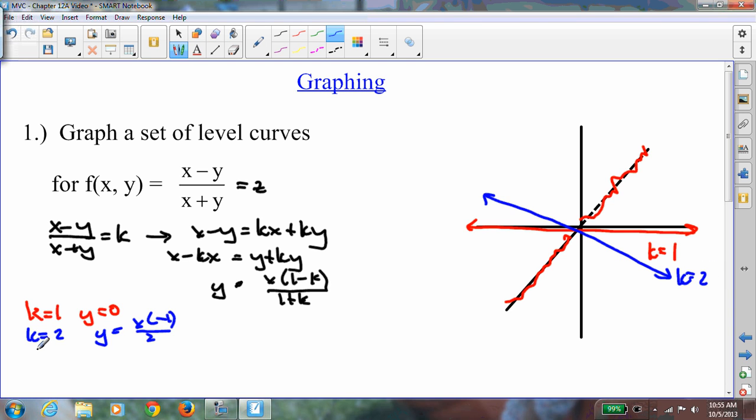And then we can go in the other direction as well. So for example, if k equals negative 1, or let's do k equals 0. If k equals 0, I'm going to graph the line y equals x. So that would be this line here.